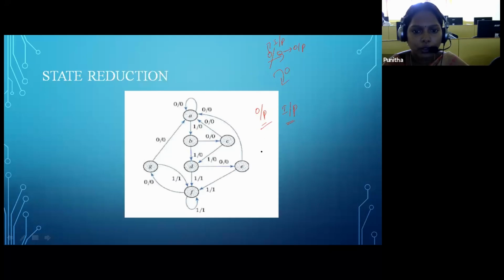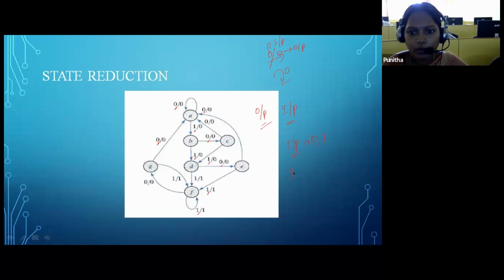If you look at all the transition links, there are only two types of input present. Before the slash, there are two values present: one is 0, another one is 1. Other than 0 and 1, there are no values present. So I'm considering the input as 0 and 1.